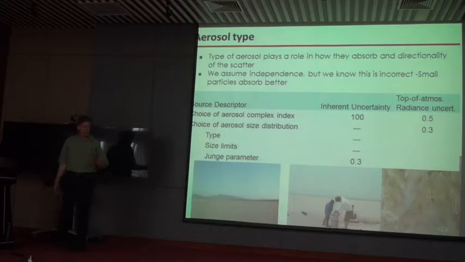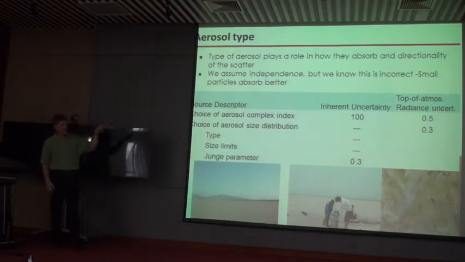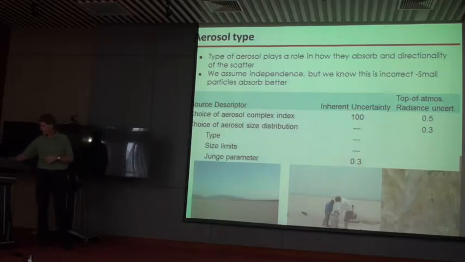And that's mostly because we're at a bright test site, and what the Junge parameter changes, it changes the size of the particles, which changes the directionality of the scatter, and for something over a bright surface, that doesn't have as big of an impact as the absorption over that bright surface.